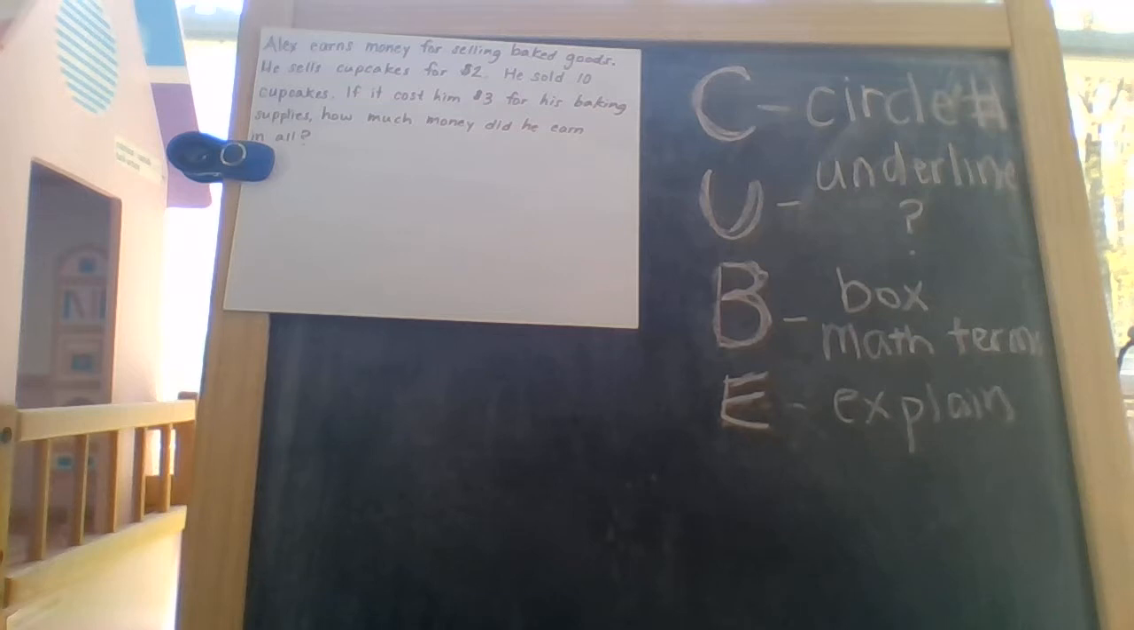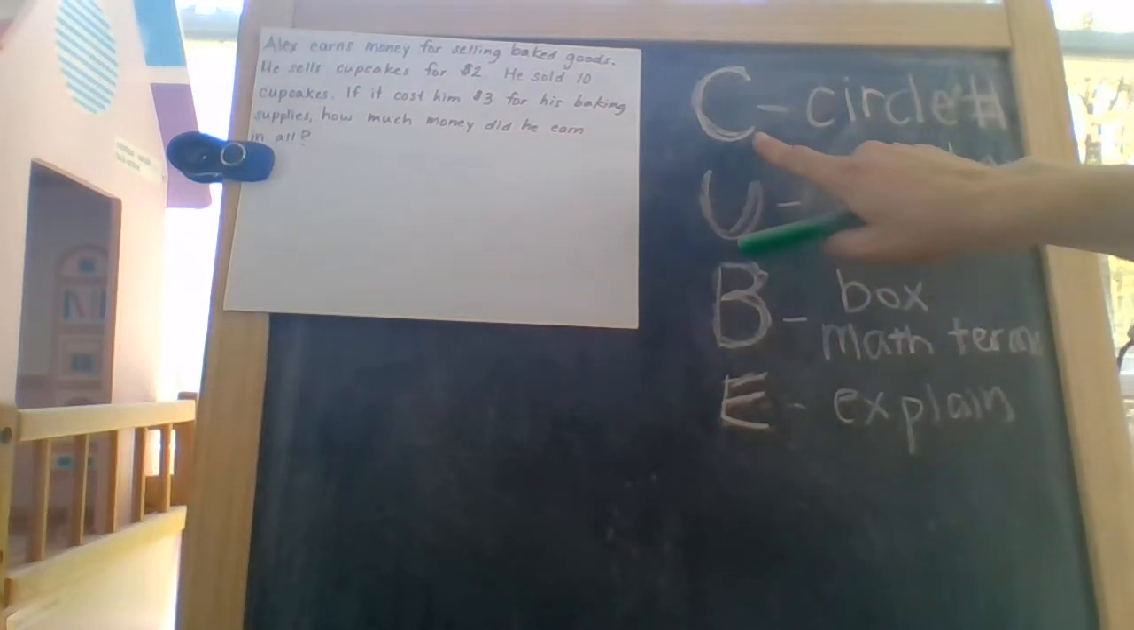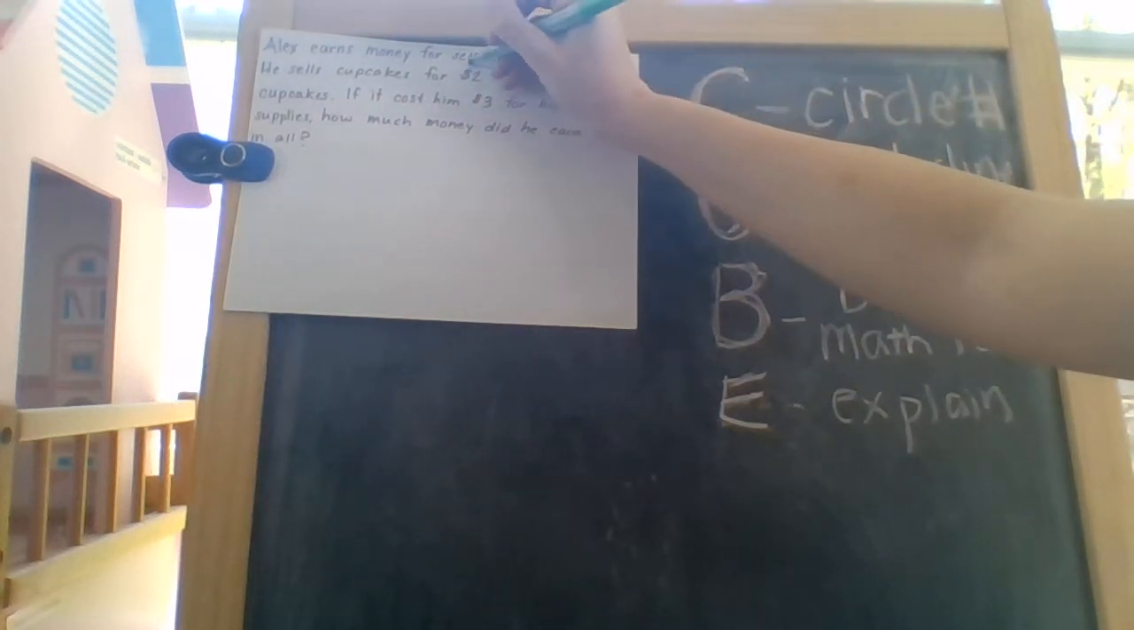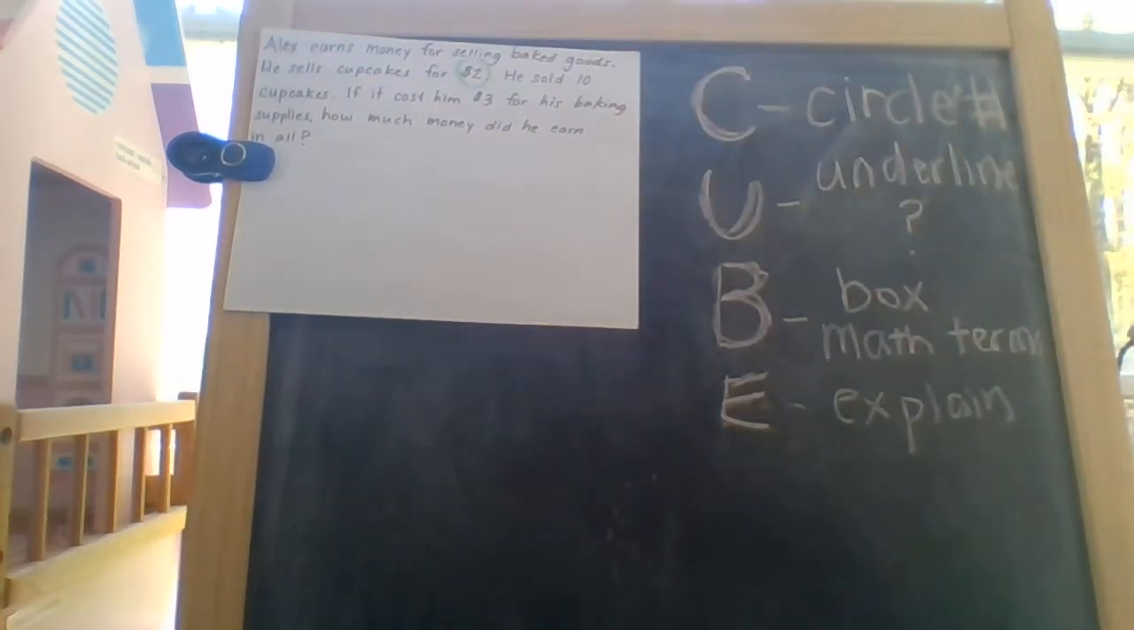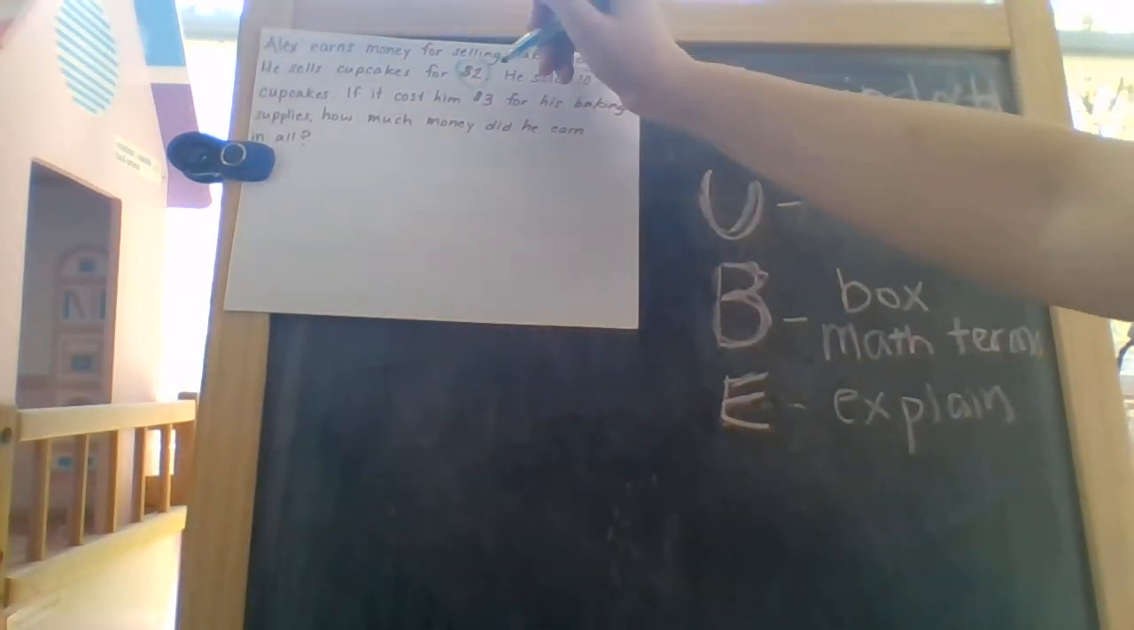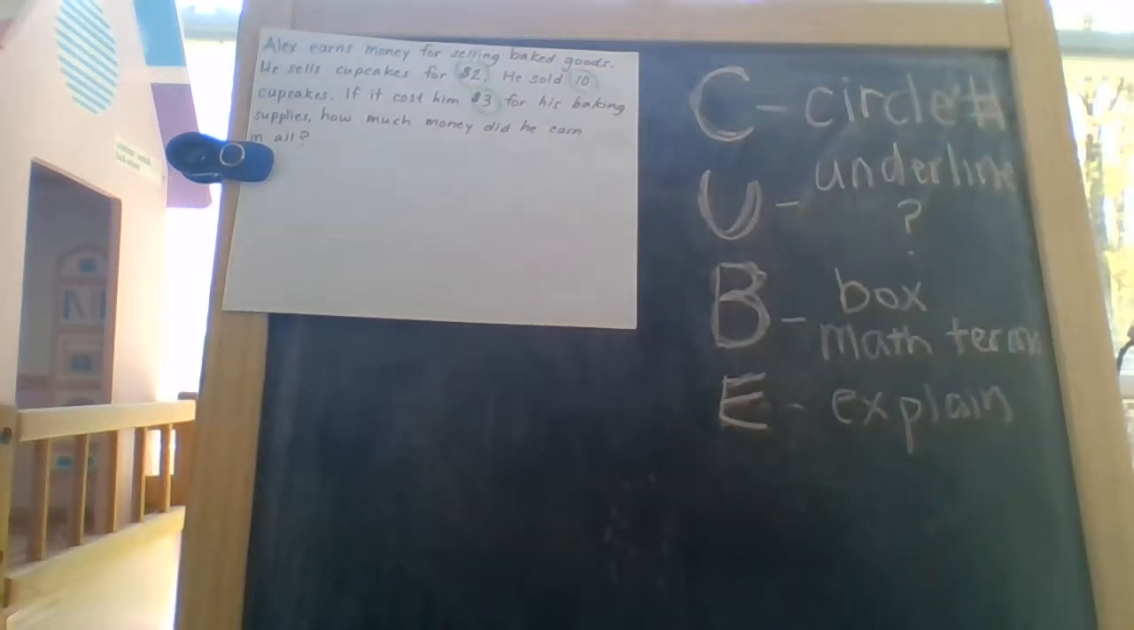It says, Alex earns money for selling baked goods. He sells cupcakes for $2. He sold 10 cupcakes. If it cost him $3 for his baking supplies, how much money did he earn in all? Okay, so let's take a look at our cube problem. I need to first circle the numbers. So I see he sells cupcakes for $2. He sells 10 cupcakes, and it cost him $3 for his supplies.